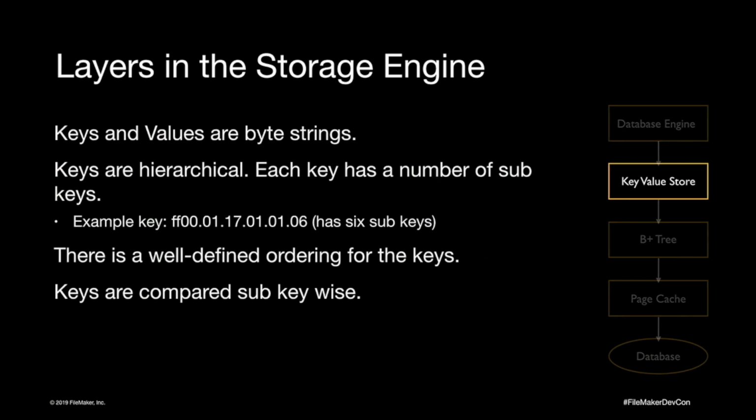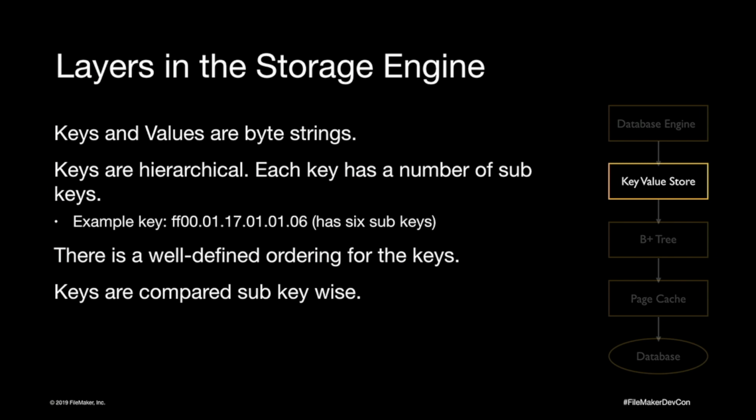So from the database engine, we move one level down to the key value store. A very brief introduction: what is the key value store? Basically, it's a very simplistic interface. Both keys and values are byte strings. It's very simple. But unlike other key value stores, in FileMaker, the keys are not flat keys. They're what we call hierarchical keys. Each key has a very simple structure.